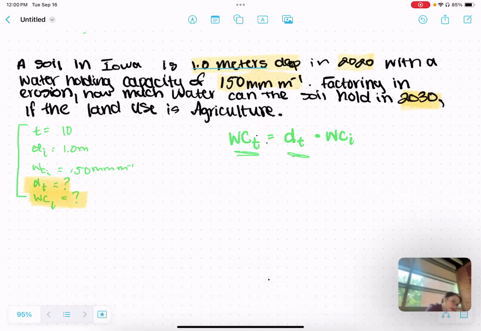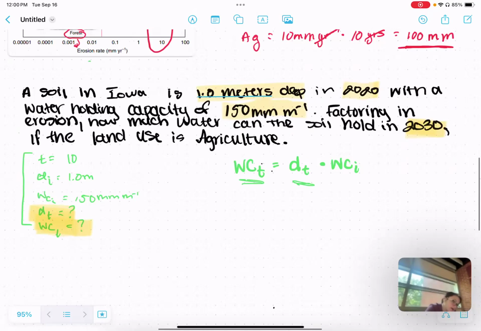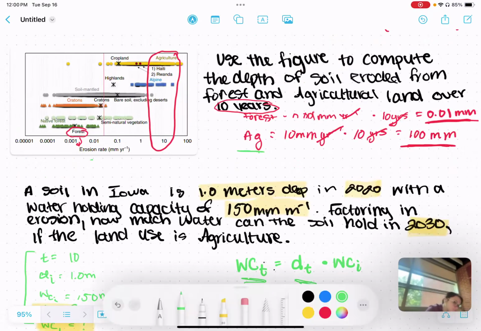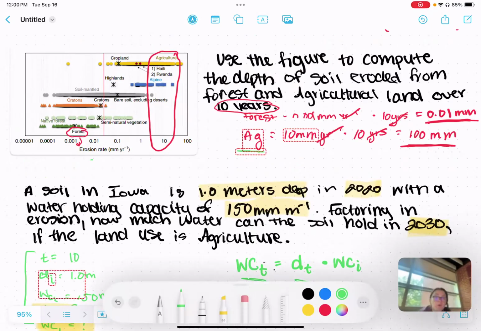So part A, since we're working with an agricultural landscape, tells us that we lose 100 millimeters over 10 years. So all we need to do is get that into meters, because, again, when we multiply it by the water holding capacity at the initial time, we get rid of the meters in the denominator and are left with millimeters. So that's the total amount of water that a soil can hold, and we want to know what that is in millimeters.